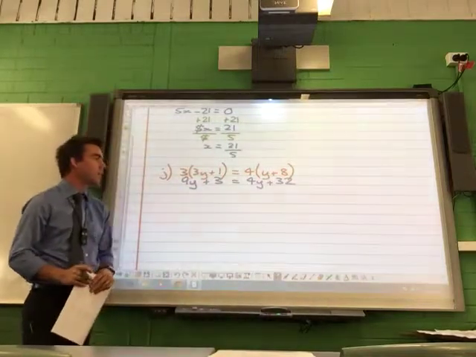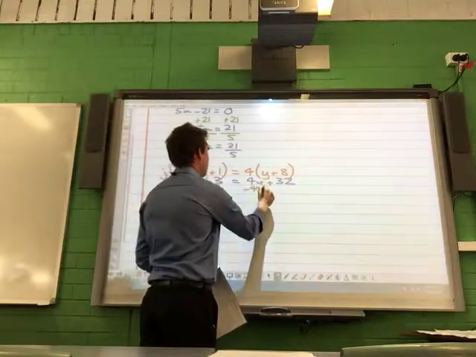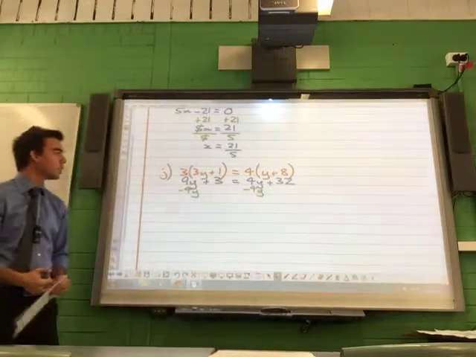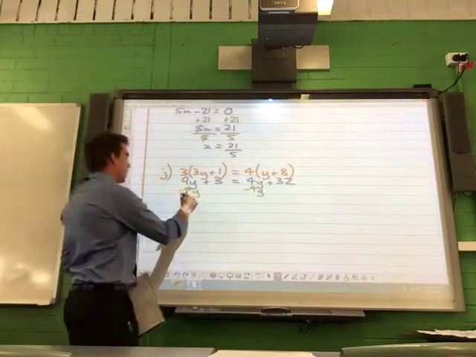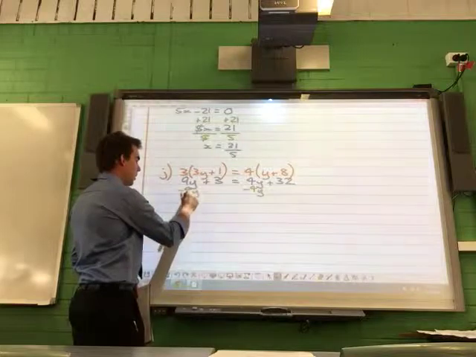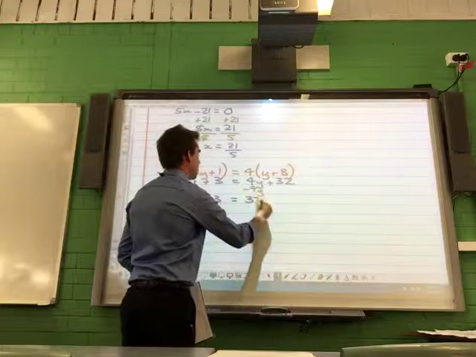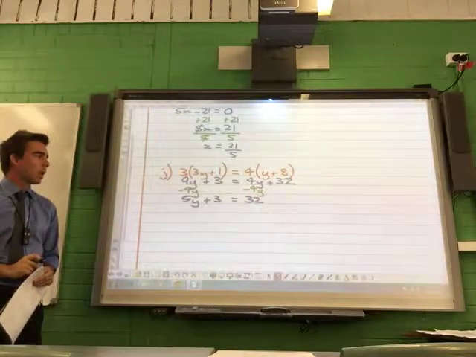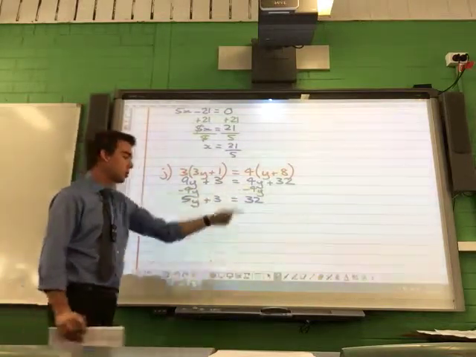So step number 1, move the variables on the right hand side to the left hand side. So 5y plus 3 is equal to 32. Step 2, move my numerical terms on the left hand side over to the right hand side.